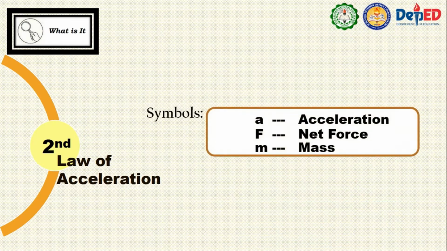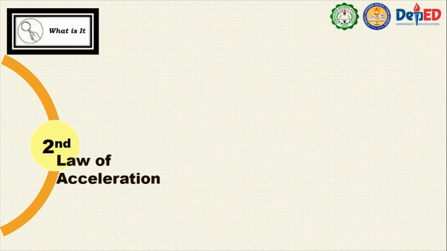These are the symbols we are going to use in the following formulas. For acceleration, small letter a. For the net force, capital letter F. And for the mass, small letter m.